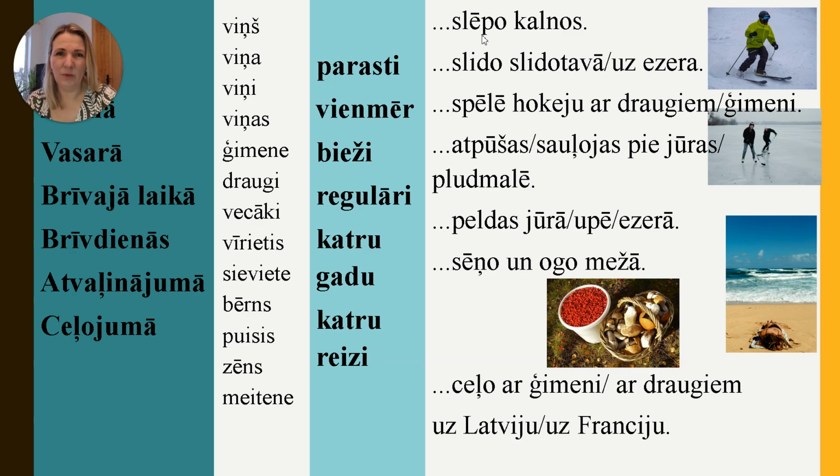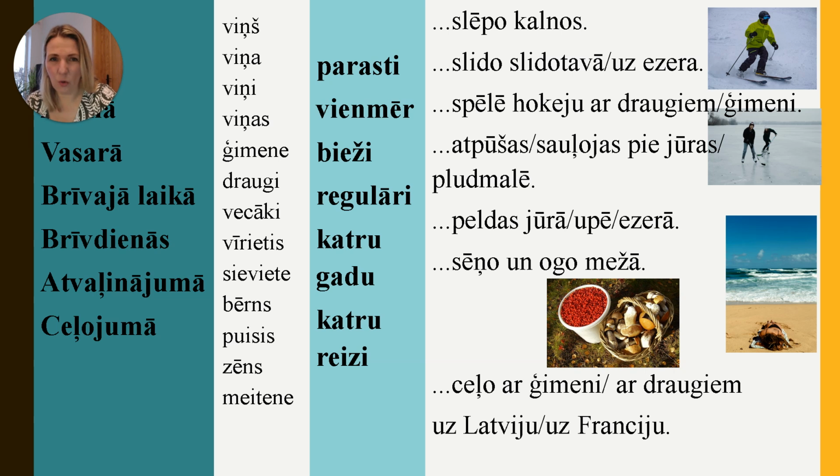Slēpo. So maybe you don't remember in the mountains to ski, but you remember ski. So brīvdienās, vecāki regulāri slēpo. You don't remember kalnos, maybe you remember something else. Where do they ski? Slido, slidotavā, they skate in an ice rink or on the lake, uz ezera. Or they're playing hockey. Maybe you don't remember the verb skiing, but you can maybe recognize it's ice hockey. So they're playing ice hockey.